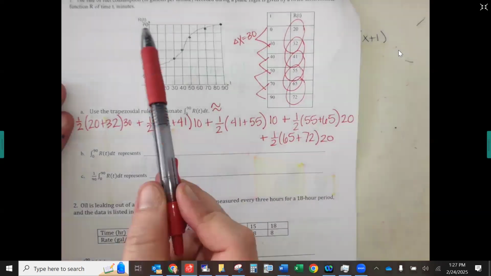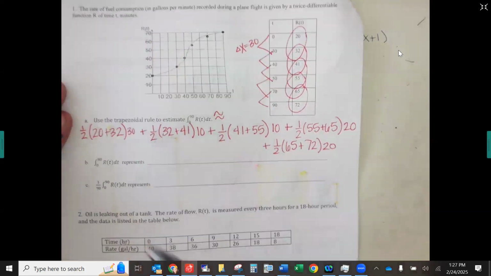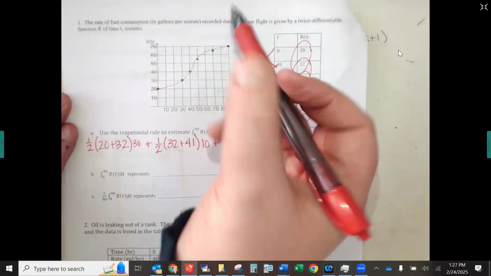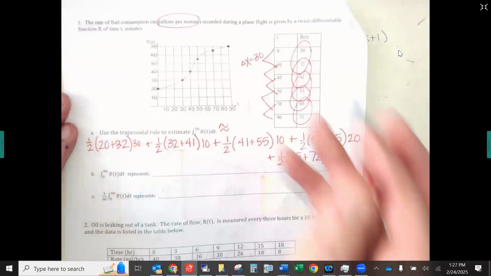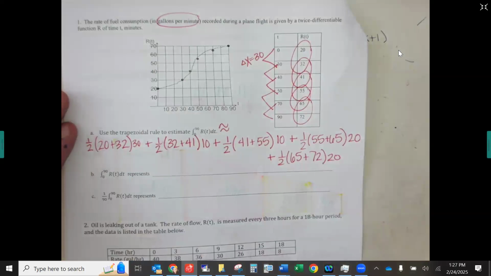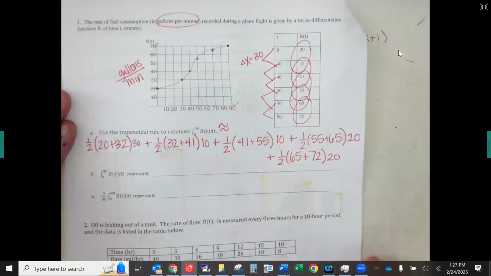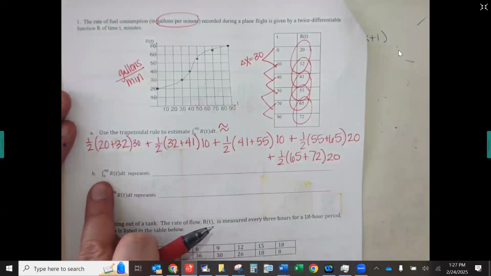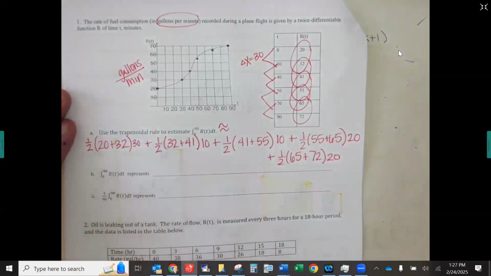Okay, this is R of t, and it says that R of t is the rate of fuel consumption in gallons per minute, recorded during a plane flight, where time is t minutes. So this is gallons per minute. That's what you're looking at. If you do an integral or area on gallons per minute, what would your units go back to? You remember doing this? Gallons. Very good. And then you would put it back into the context of the story.